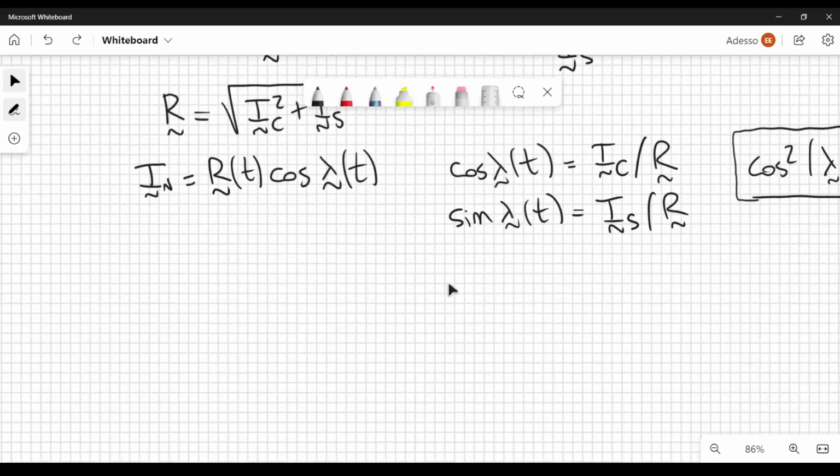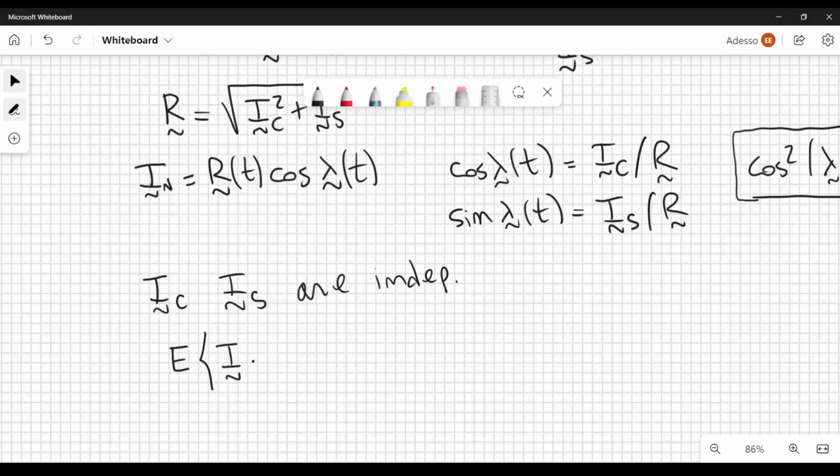Now, the next step is to show that the variables I sub c and I sub s are independent. This is what we want to show next. This is the next important step. And the way to do that is to show that the expected value of the product between I sub c and I sub s is equal to 0.